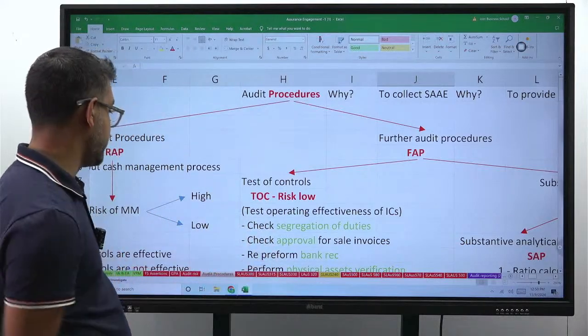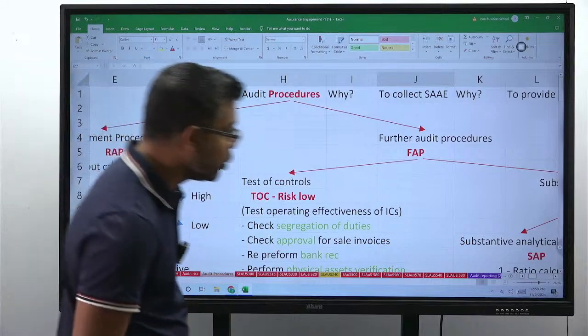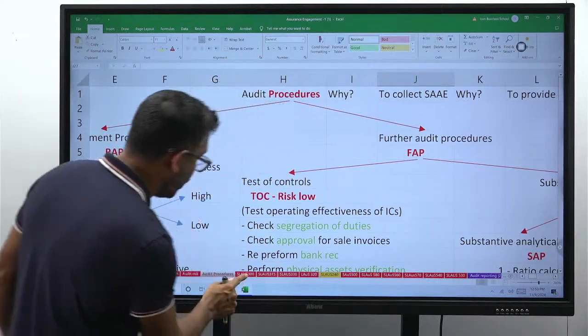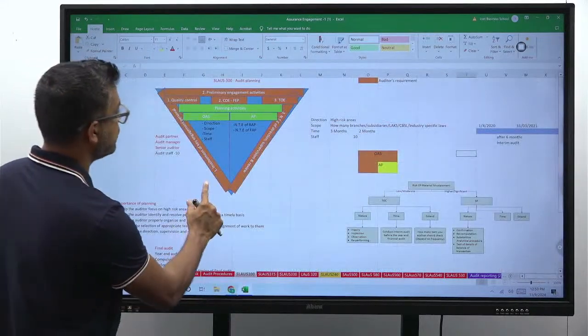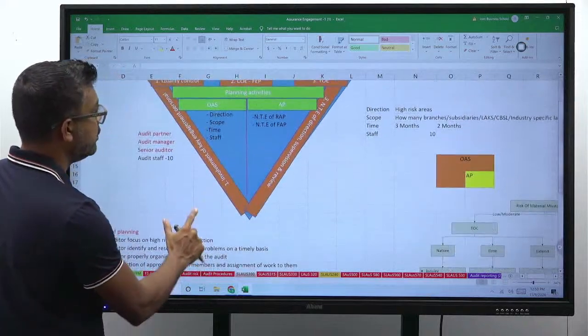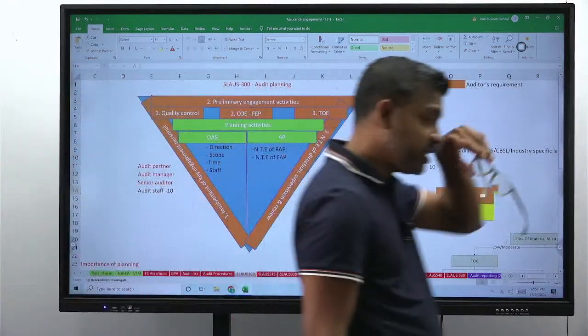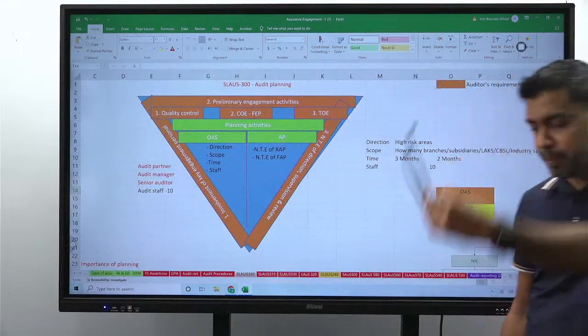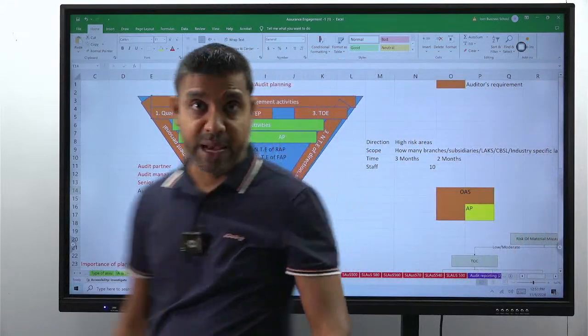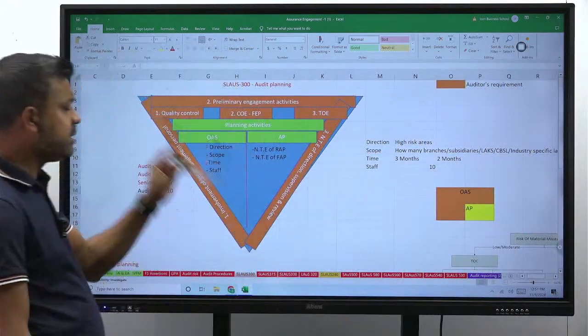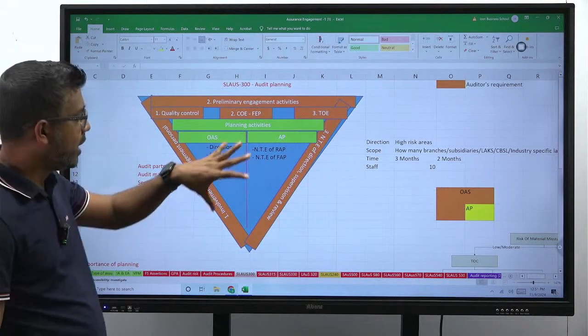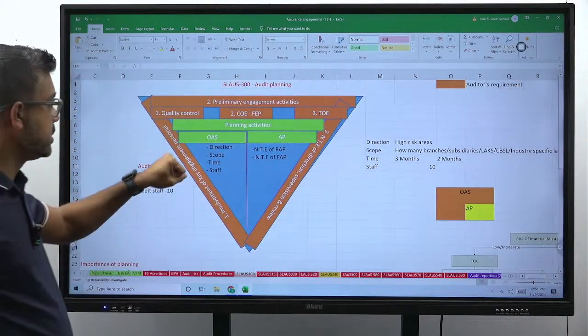SLS 330. Now let me quickly jump into audit planning. I'll not spend more time on this because we have to discuss one past paper question also. Audit planning, SLS 300. Now I have jumped into the real planning standard. So this planning standard explains one core topic.